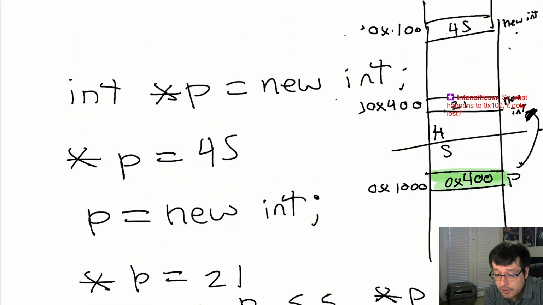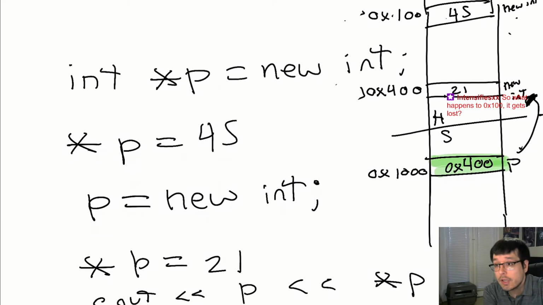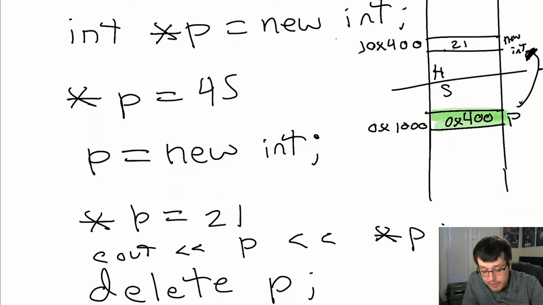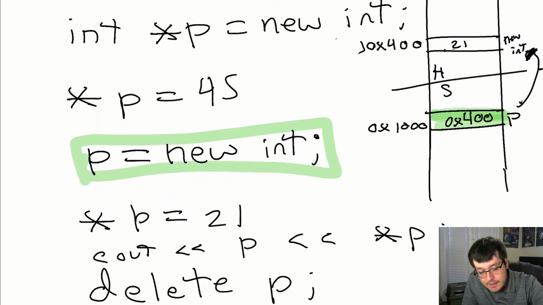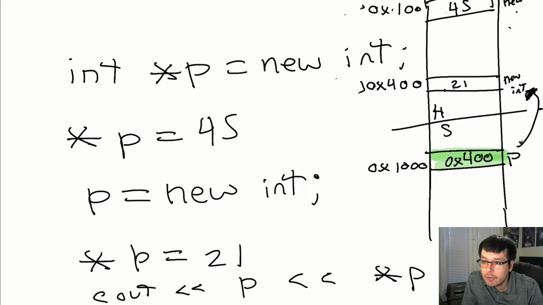What happens to the address 100? Like, what's up with that? To the lobby or to the operating system, the hotel, they still have you booked as that belonging to you. But you don't know that. Or maybe you do, you know that you have a room. But guess what? You lost your keys. Because when you created the second dynamic variable, when you created this new int here, you overwrote the address that you originally had. So you overwrote address 100 with 400. So that information is lost.